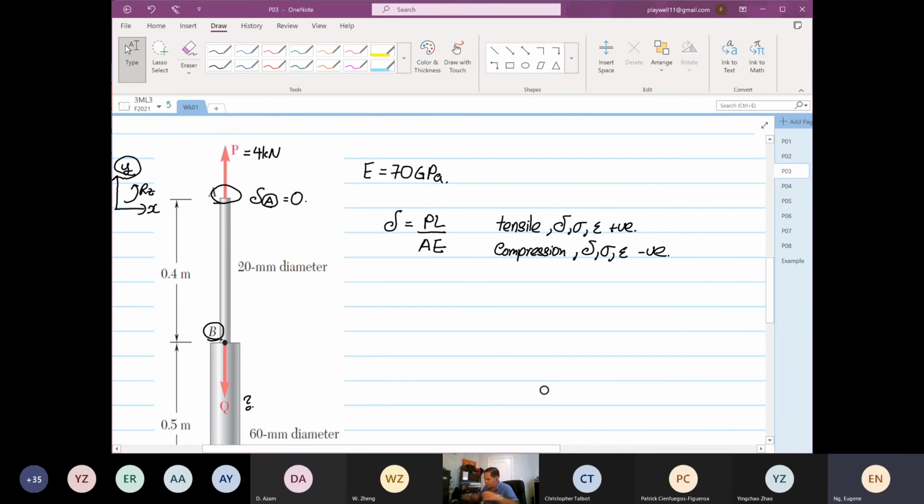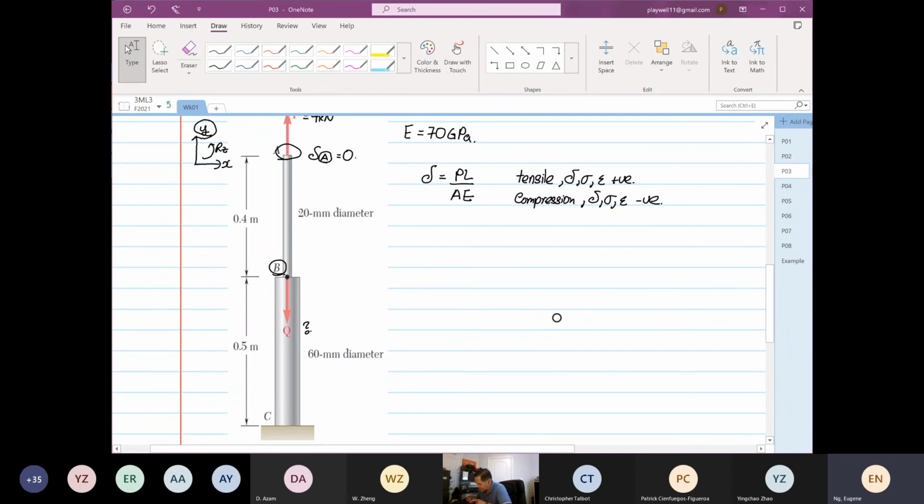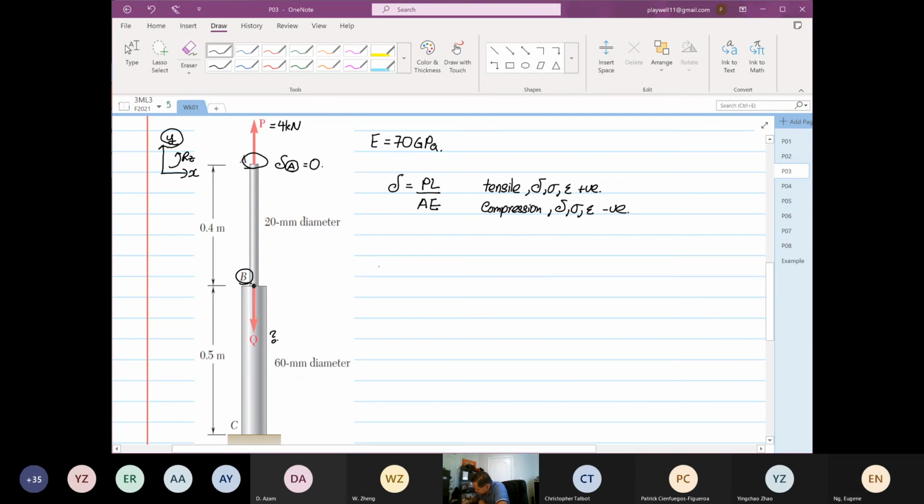Okay. So what we see is this. This structure has two different cross-sectional areas, and it also has loads applied at point B and point A. So we have to divide this structure. I'm going to look at the rules to divide this structure.